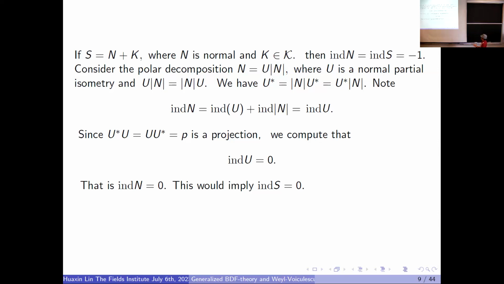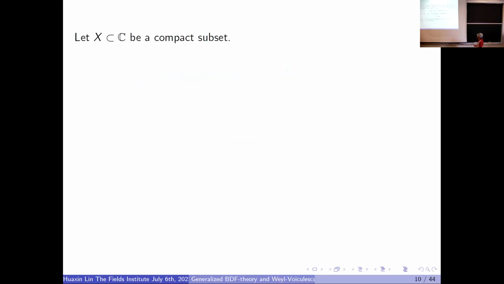But anyway, this sort of convinces you that when you have an index not 0, you're not going to write it as a normal operator plus a compact one. So this is a contradiction. S cannot be written as N plus K. That's why people think about the BDF theory, which starts with the question of whether an essentially normal operator is a compact perturbation of a normal operator.